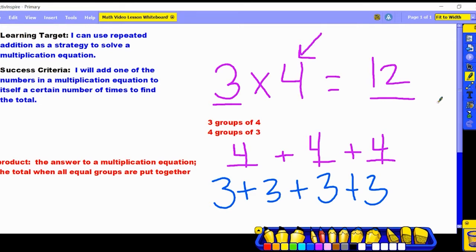All right, so that was just a little quick lesson on how to use repeated addition to solve a multiplication equation. Choose one of the numbers in the equation and add it to itself a certain number of times, and that is based on what the other number in your equation is. So in this example, we did 3 times 4, so we could add 3 to itself 4 times, or we could add 4 to itself 3 times. That's how we use repeated addition to solve a multiplication equation.